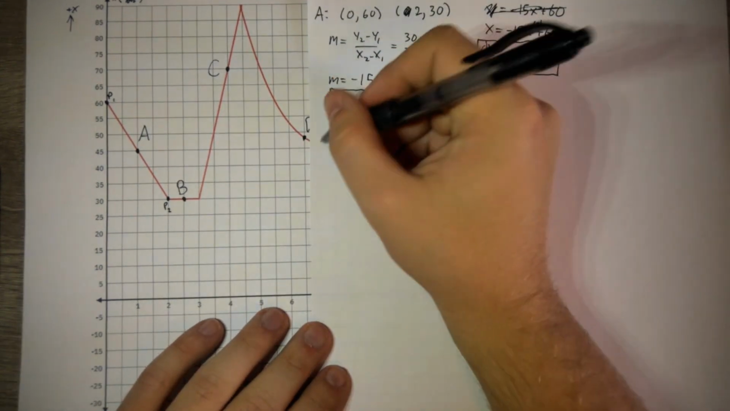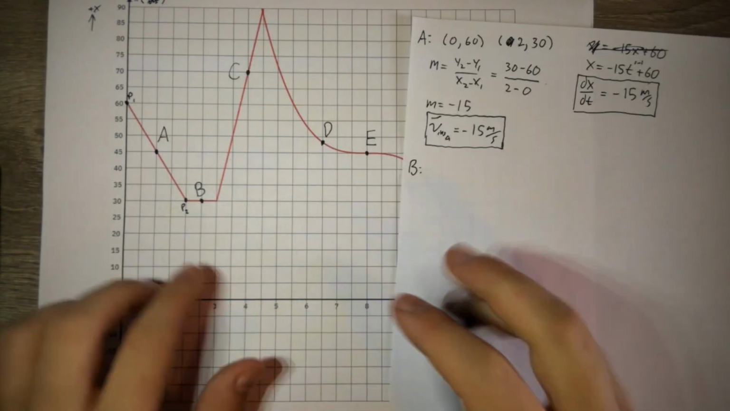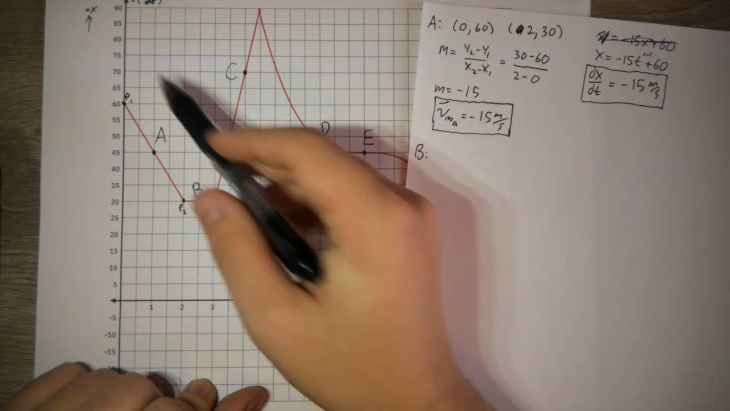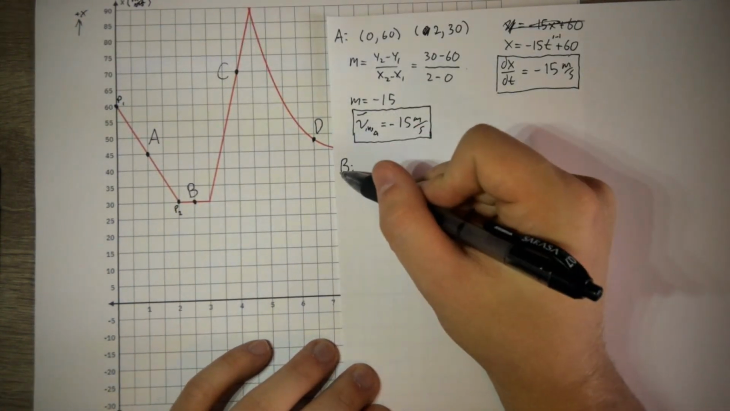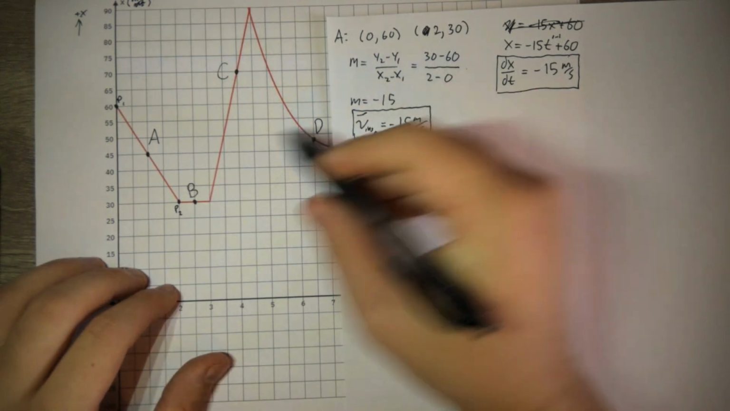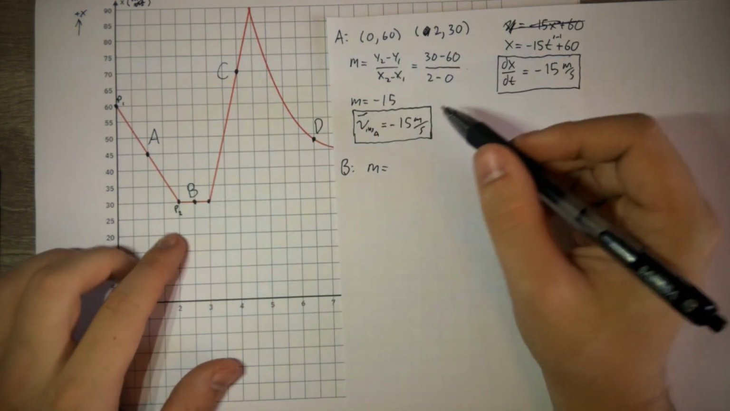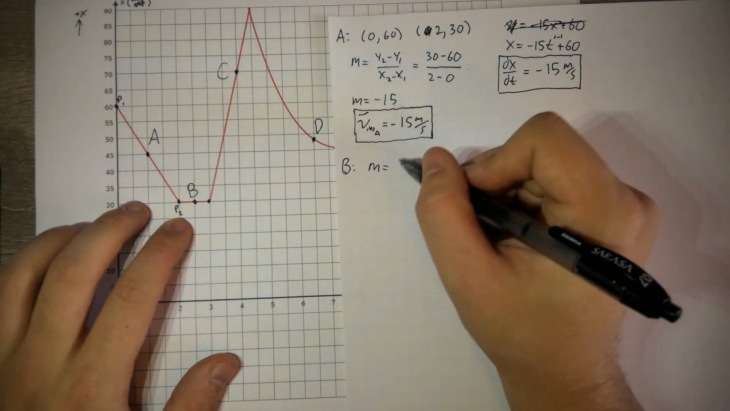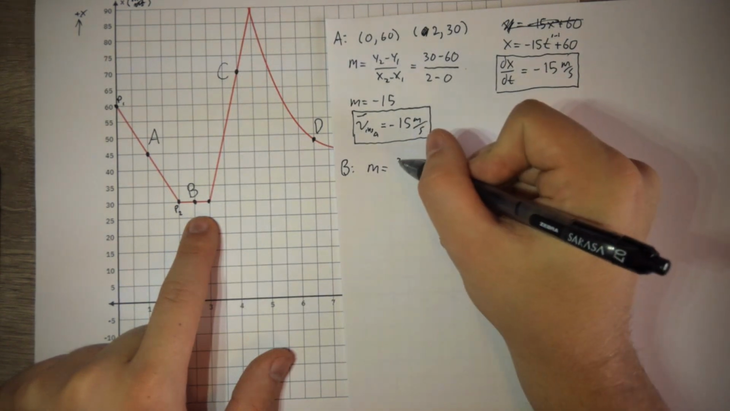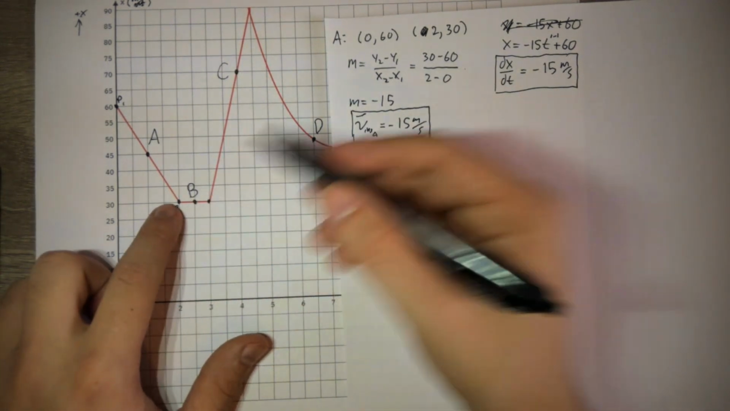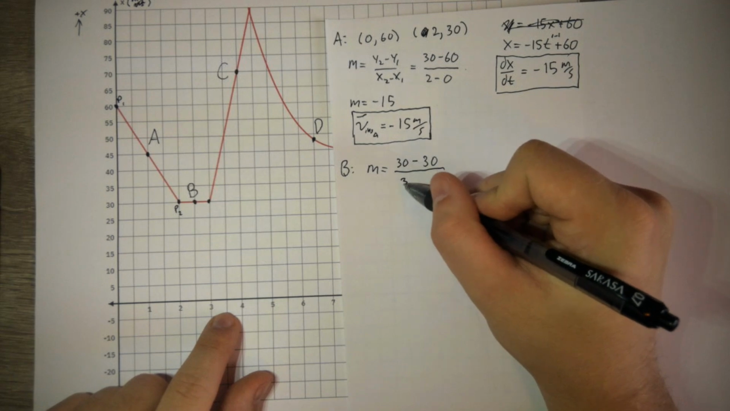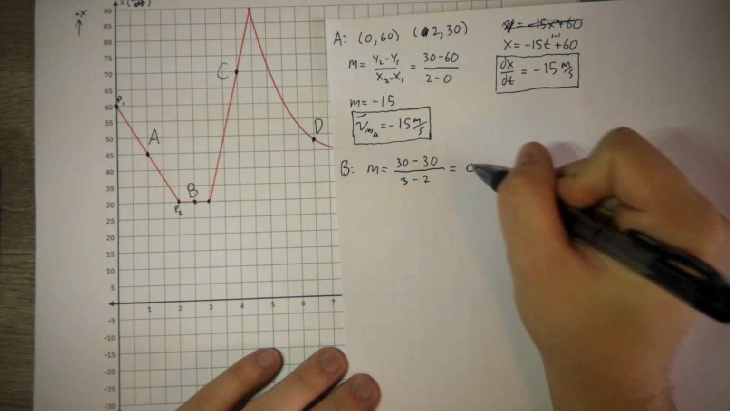Okay, let's try B. B is also a straight line, and it's not changing along x. So you may already know what the answer to this will be, but let's work out the math. So again, I'm going to take this point, and now this will be P1 and this will be P2, and this is 30, so we're going to go 30 minus 30, and we're moving from 2 to 3 seconds, so 3 minus 2, and this works out to 0.